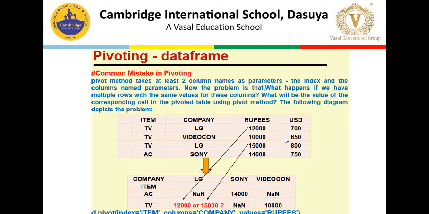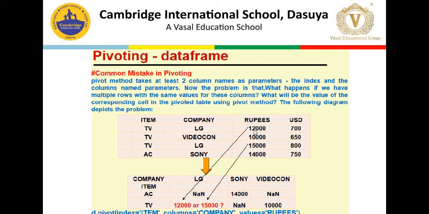Now students, the important thing here is that sometimes we make a common mistake when we are representing the data. Let's say LG has two models of TV.